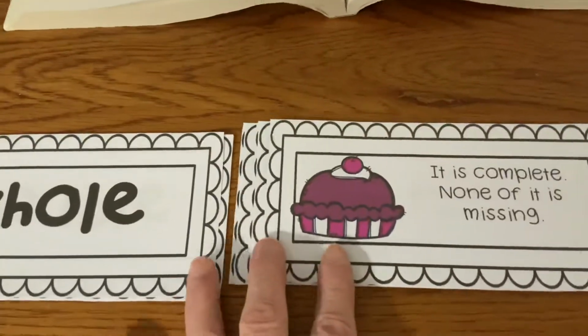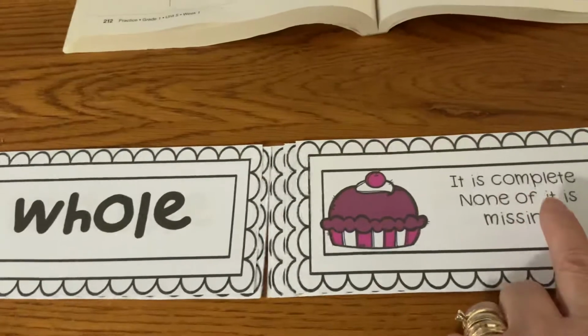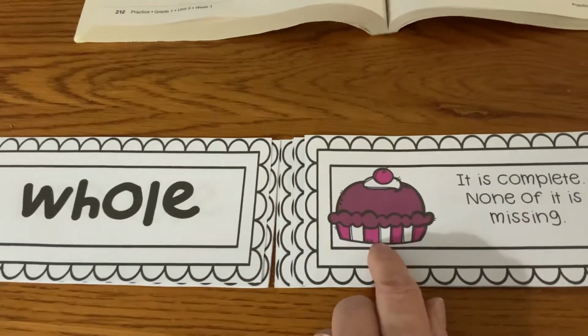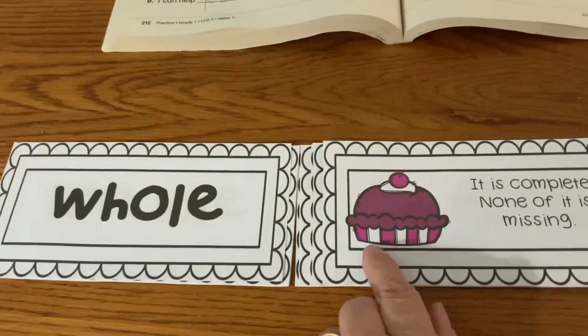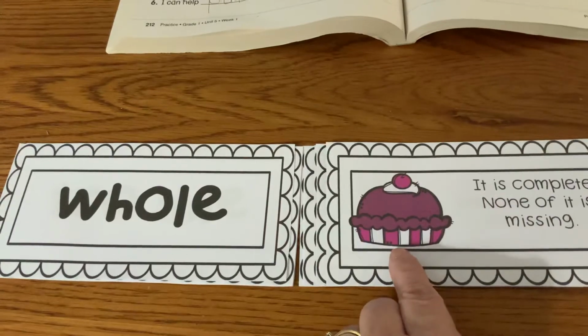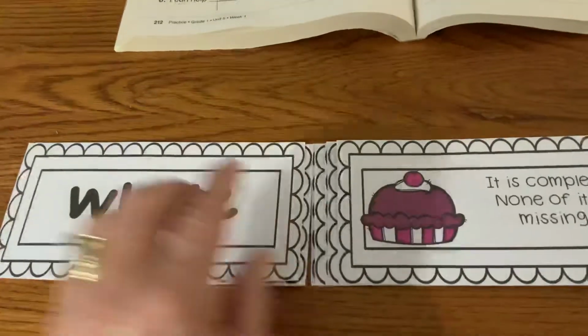Okay, so what does it mean? It means it is complete. None of it is missing. There is the whole pie here. Nobody took any of it. Now, if somebody takes a piece of it, then is it whole? No, not anymore. So this is the whole thing.